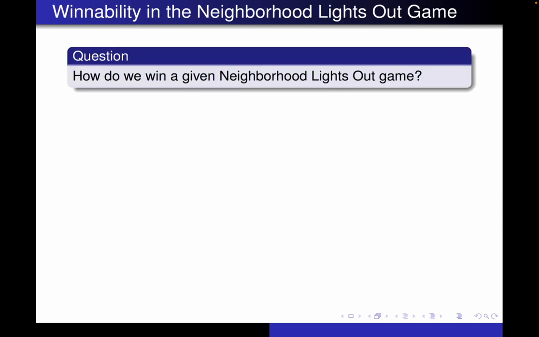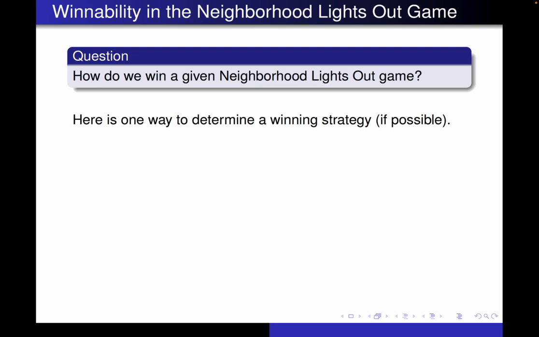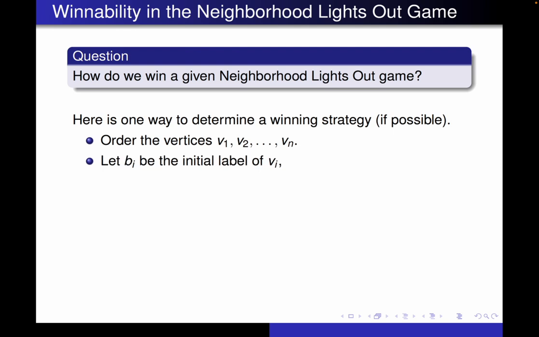All right, so let's look at this more generally. How do we win a given neighborhood lights out game, if that's even possible? Well, here's one way to do it. Again, it might be impossible to win. Order the vertices however you want, v1 through vn, where n is the number of vertices. Let bi be the initial label of vi, and then we're going to toggle each vi xi times.